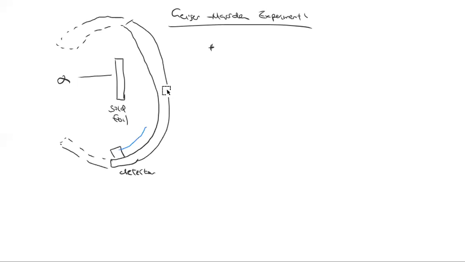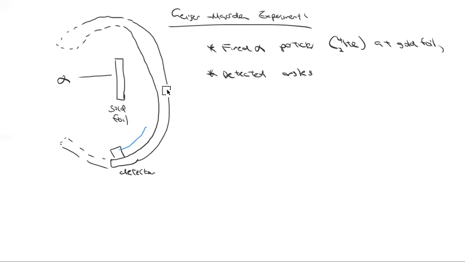So essentially we fired alpha particles, which remember are helium atoms, which are considered relatively heavy, or nuclei, I should say, at gold foil. And after firing the alpha particles at the gold foil, we basically detected the angles of deflection and their probabilities.